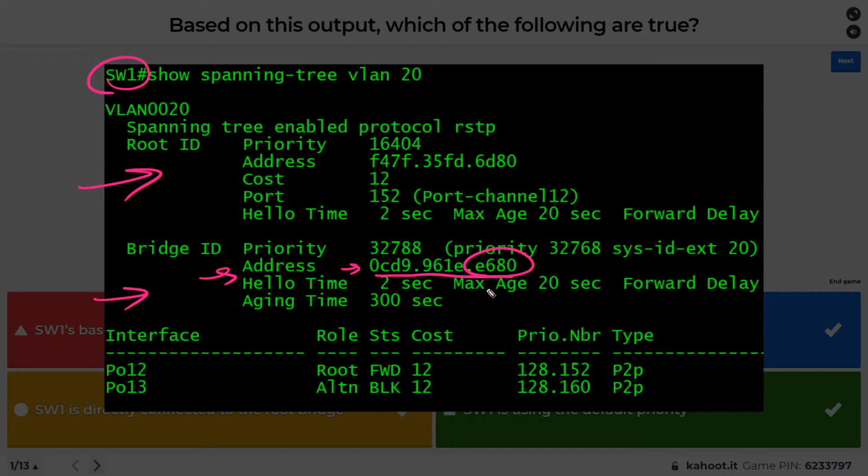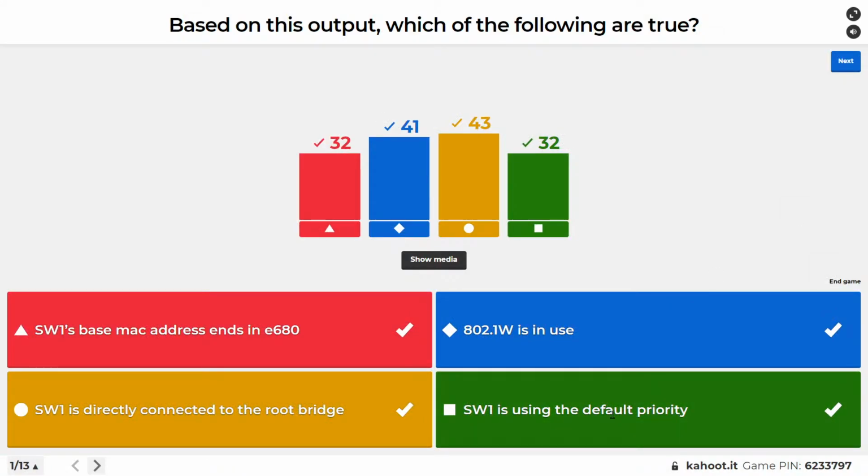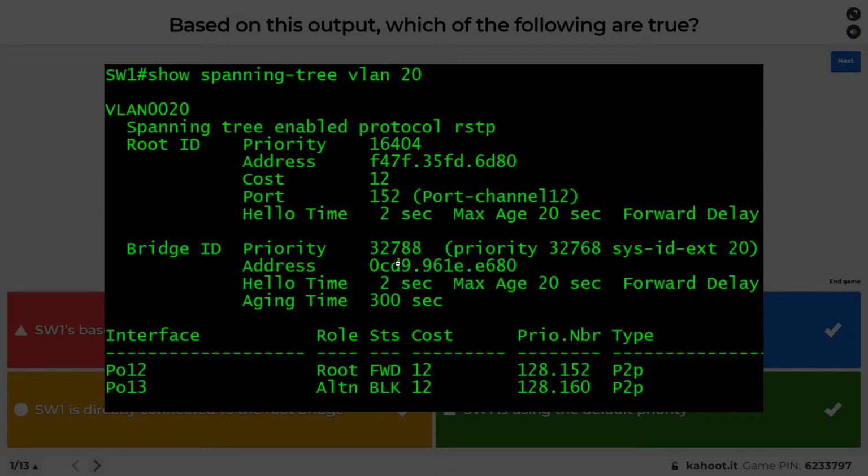And other questions it asked about, it also said that switch 1 is directly connected to the root. So if we are looking at the cost to get to the root right here off of port channel 12, and the local cost is 12, that implies that we are directly connected to the root bridge on that interface, or that port channel logically. And let me take a peek at the rest here. Switch 1 is using the default priority. Which it is.